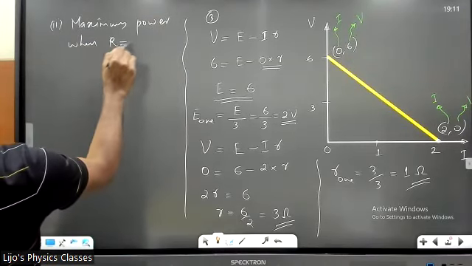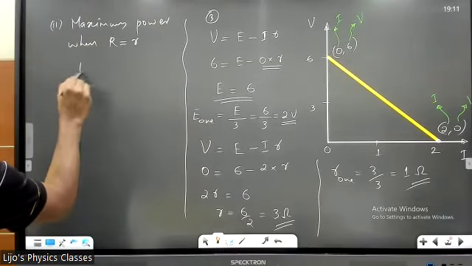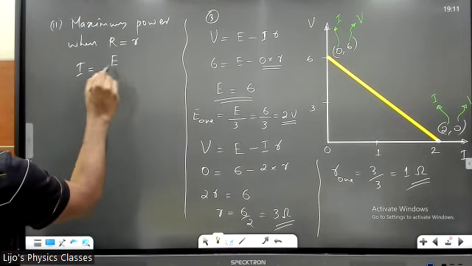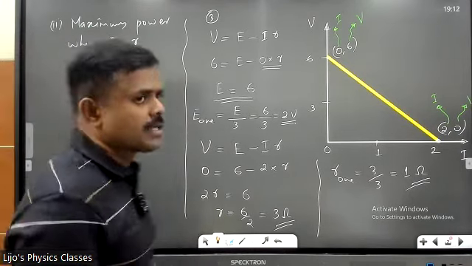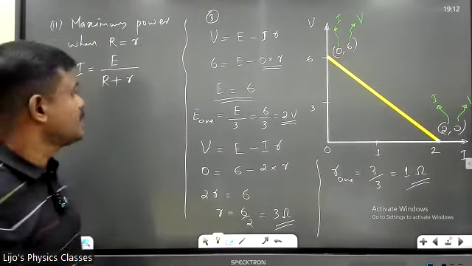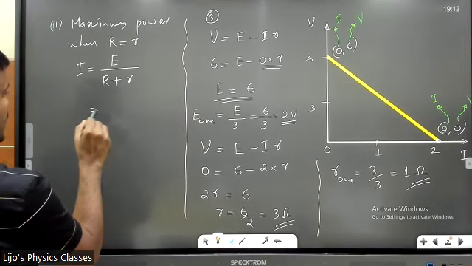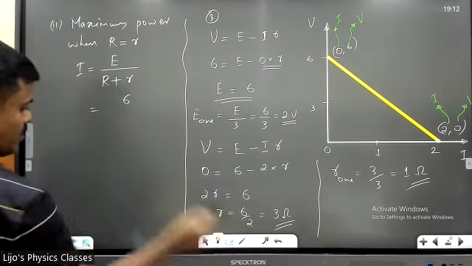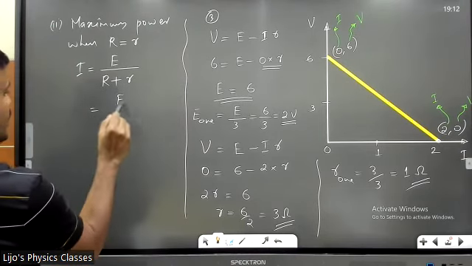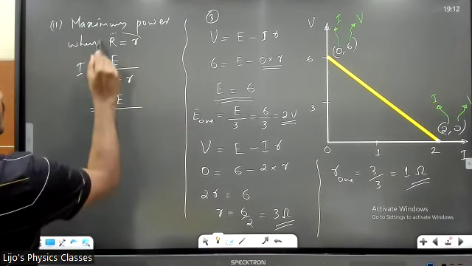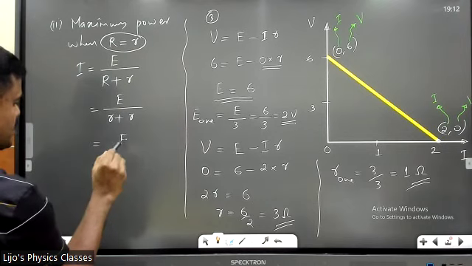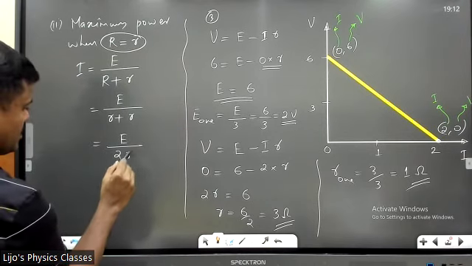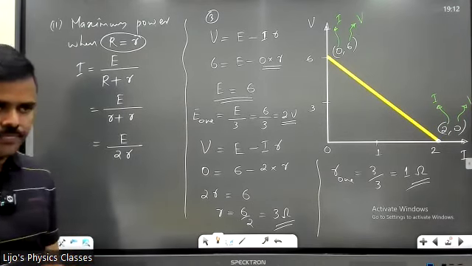Do you remember? Write the equation for current. Do you remember the equation for current? I is equal to E by R plus r. So that is I. E is what? 6. Oh, I can write E divided by capital R plus small letter r, that is equal to E by 2R.